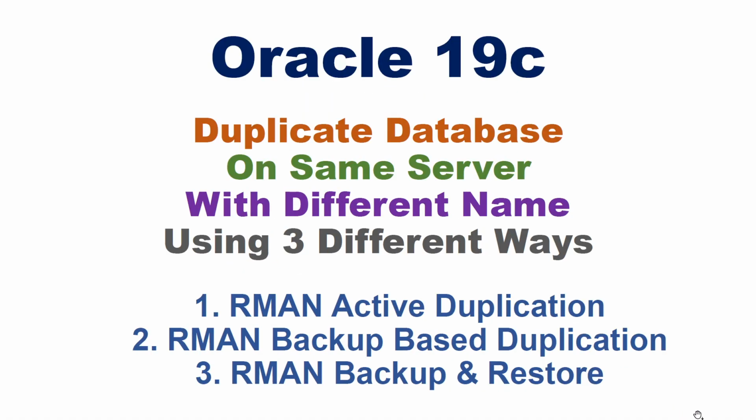Hello all, in this particular tutorial, we will learn how to duplicate a database on the same server with a different name. We will be doing it using three different ways: RMAN active duplication, RMAN backup based duplication, and RMAN backup and restore. Once this tutorial is completed, you will find that on the same server there are four databases running, the original database and three other databases which are clones of that particular database.